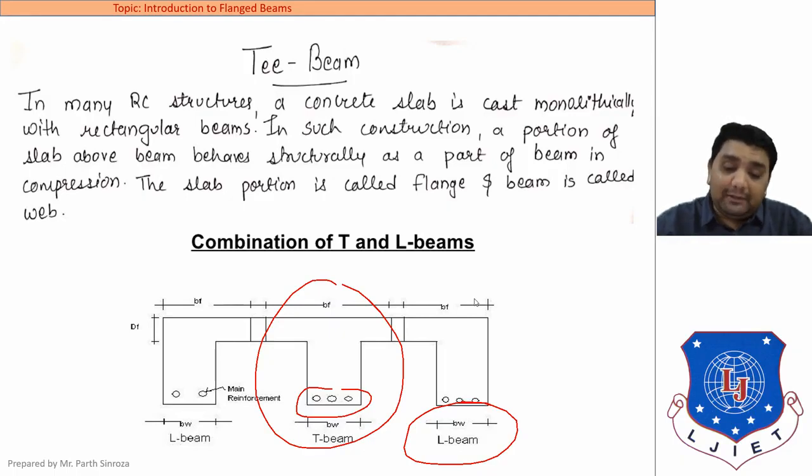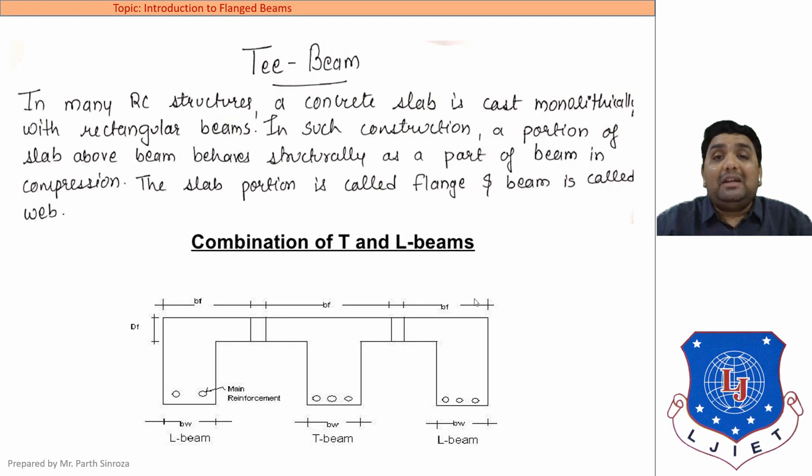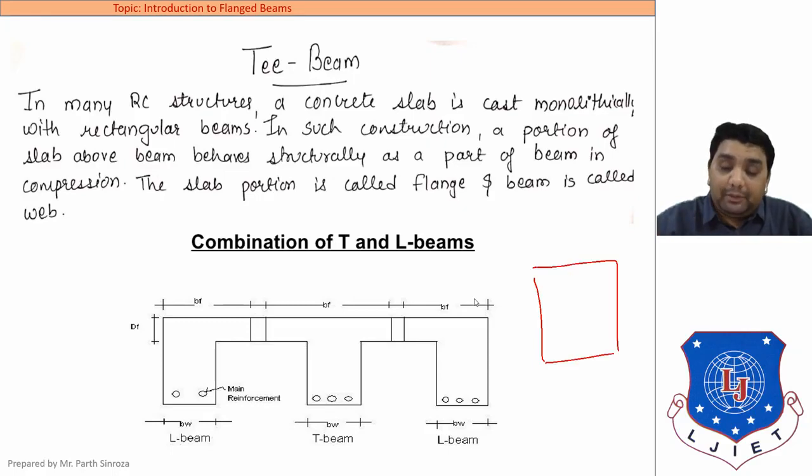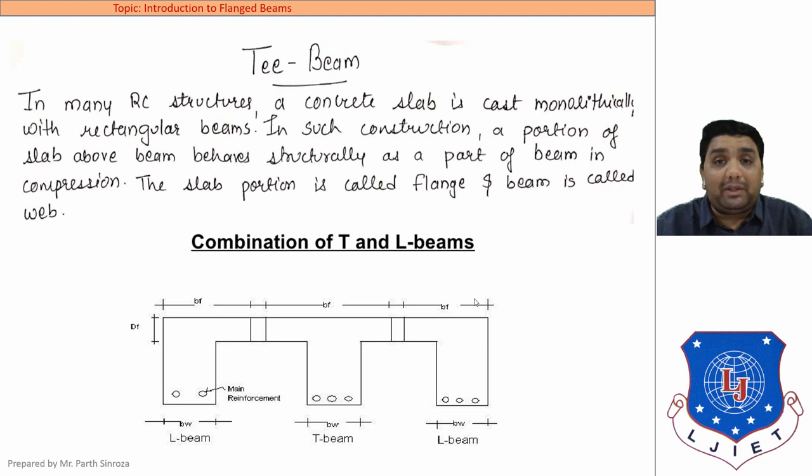You can see that various terms have been displayed on the figure, and we'll be discussing them. Till today we were discussing basically two terms, B and D, that were our width and depth. But now we will be discussing two types of widths, that is BW and BF. Now what is BW and what is BF?